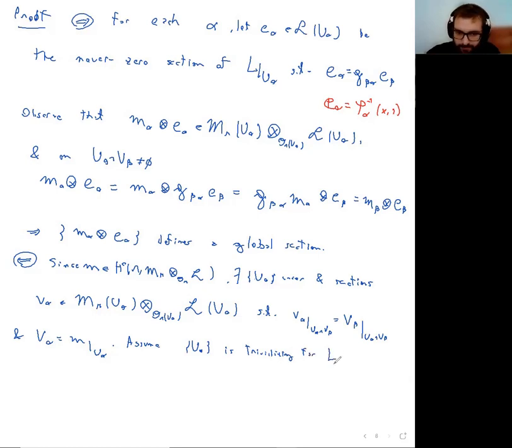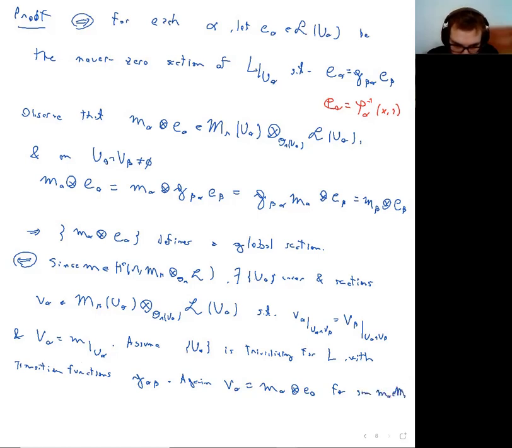For L, we can just shrink these open sets. And with respect to the cover, we have transition functions G alpha beta. And now necessarily the section must be some m alpha tensor e alpha, for some m alpha in the meromorphic functions on U alpha. And what is the reason for that?